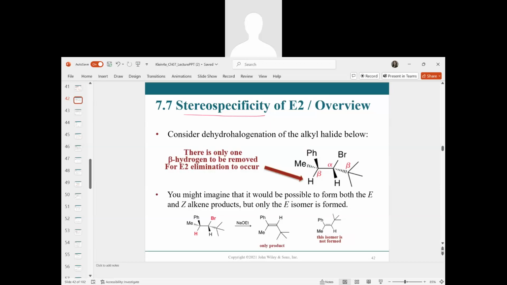And we're given this orientation here of our hydrogen and our bromine that will be eliminated in this reaction. And we will take a look at why this product is favored over the other, why only one isomer is formed. And we're told that only the E isomer is formed. Right, so that's what we see with these two groups here.